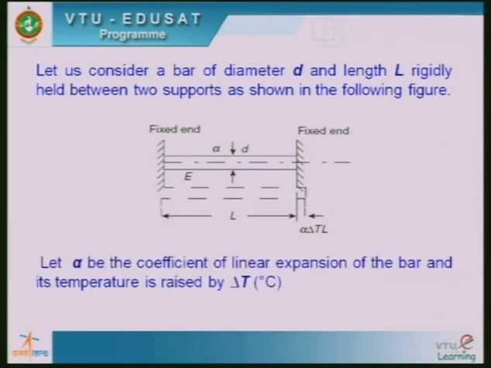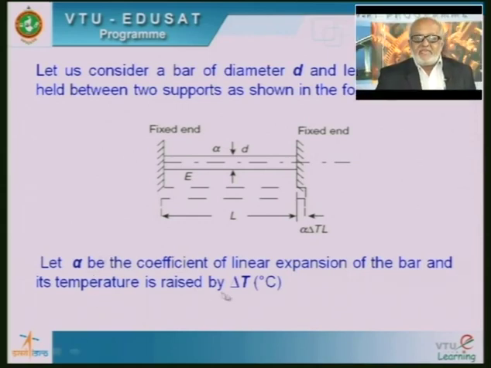So, let alpha be the coefficient of linear expansion of the bar, and its temperature is raised by delta T degrees Celsius. So, the bar of length L is held between two fixed ends, alpha is the coefficient of linear expansion, and the temperature rise is delta T.